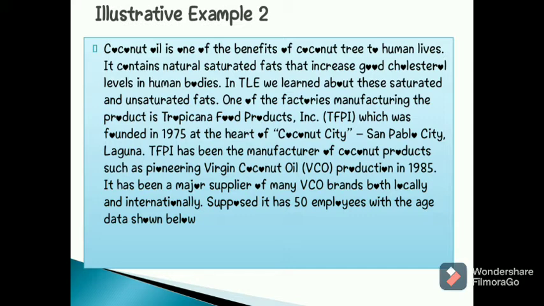So we can see here that the paragraph is very long and it talks about coconut oil, or the virgin coconut oil. But then in the end, suppose it has 50 employees with the data shown below. The data wasn't here, it was in the next slide, because the paragraph was so long. Kaya hindi na siya naisama yung data dito. And as you can see, yung nasa dulo ulit yung ating important data. So, suppose it has 50 employees with the age data shown below.